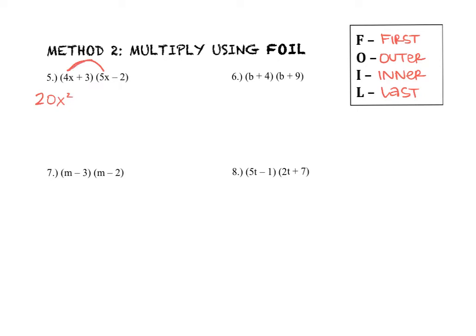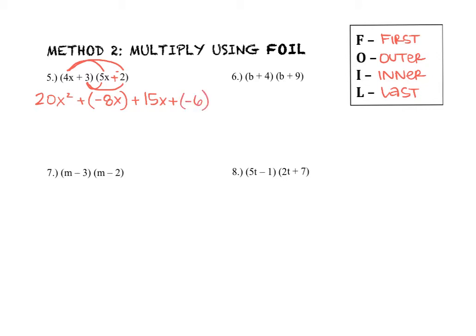Then I'm going to do the outer terms. Now, it's going to be easiest if you make everything addition. So this would be 4x times -2, which is -8x. Then I'm next doing the inner terms, the ones on the inside there. And so this would be 3 times 5x, which is 15x. And then finally, the last terms, which would be 3 times -2, which is -6.